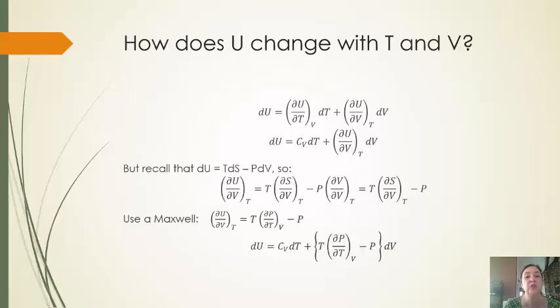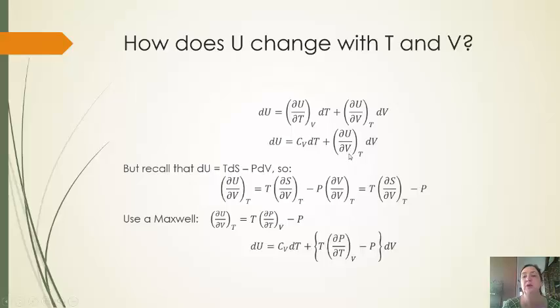So what we were doing in the previous video, we say, I can use calculus. dU is how U changes with temperature times dT, plus how U changes with volume times dV. And dU/dT at constant volume is C sub V. What's the big deal? So all I have to do is come up with this.